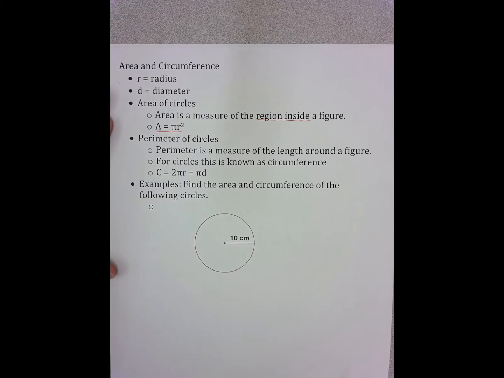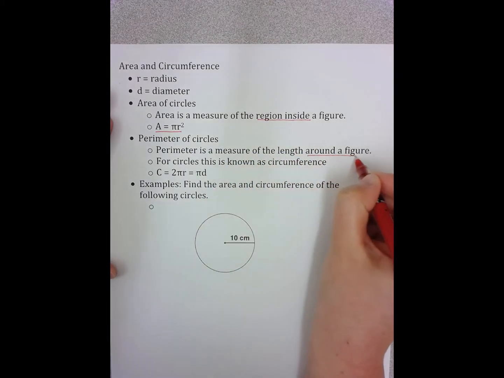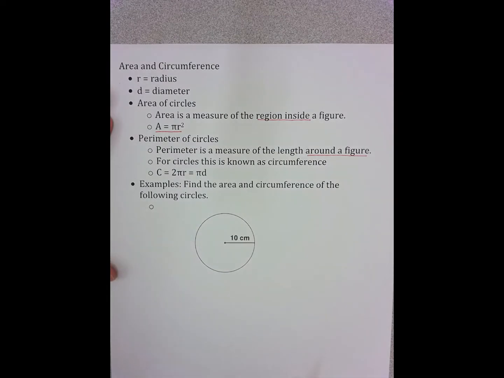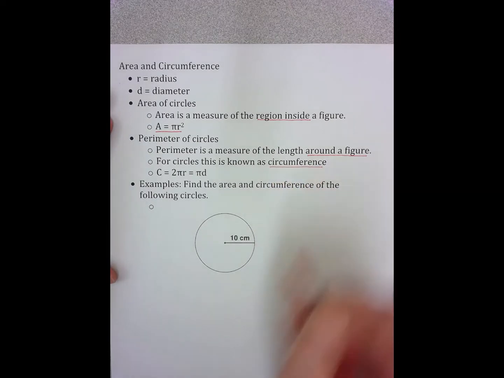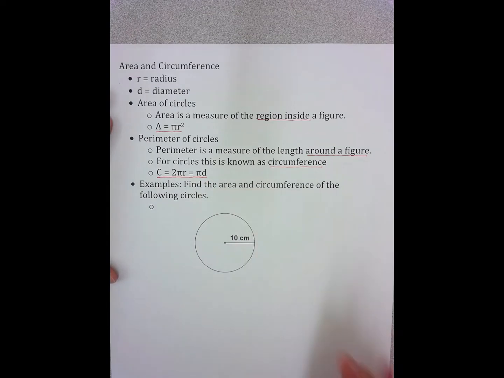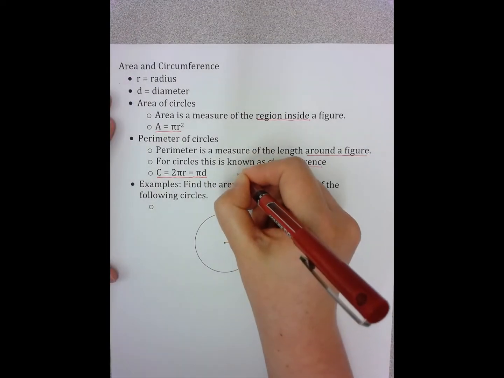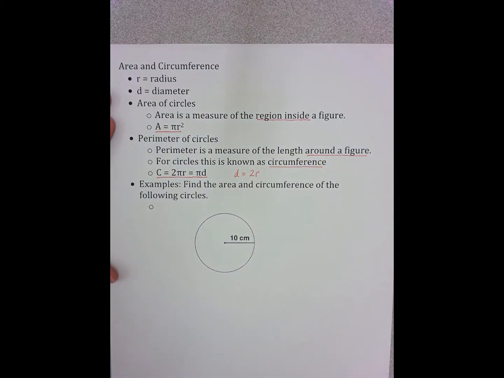Perimeter of circles. Perimeter is a measure of the length around a figure. For circles, perimeter has a special name. We don't say perimeter of a circle, we actually say circumference of a circle. And for that formula, there are two of them: 2 pi r or pi d. The reason for this is that a diameter is made up of 2 radii. 2 radii lengths make a diameter. So let's look at 2 examples.